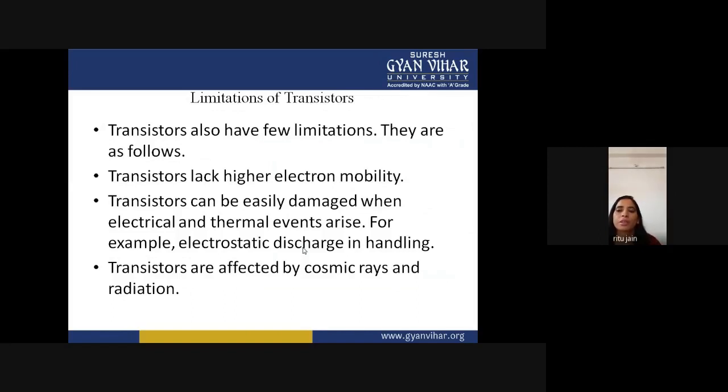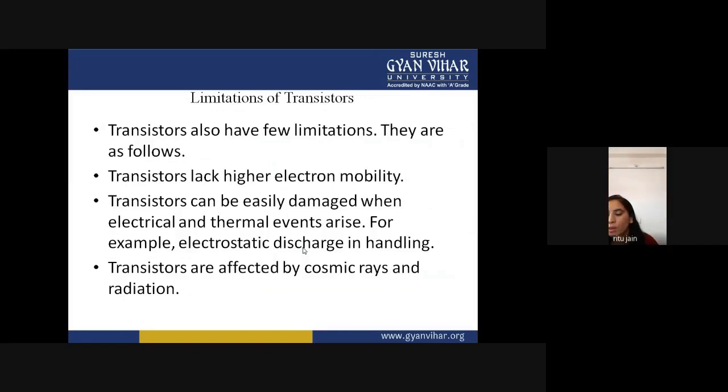Transistors can be easily damaged when electrical and thermal events arise, for example, electrostatic discharge in handling. Transistors are also affected by cosmic rays and radiation. So these are a few limitations of the transistor.